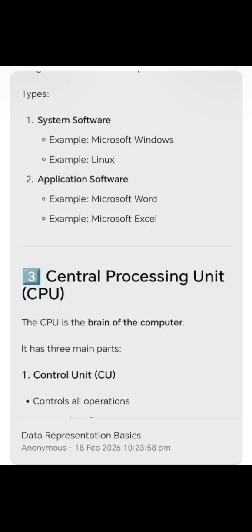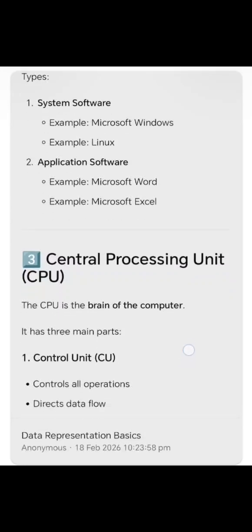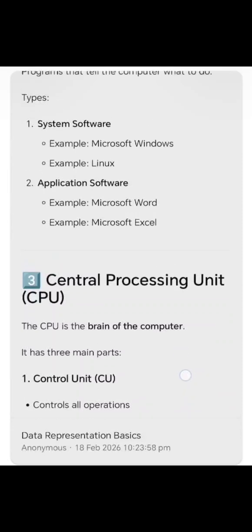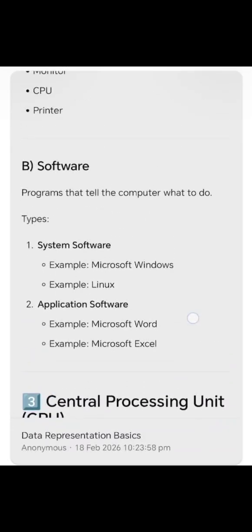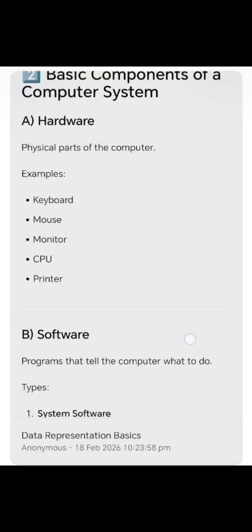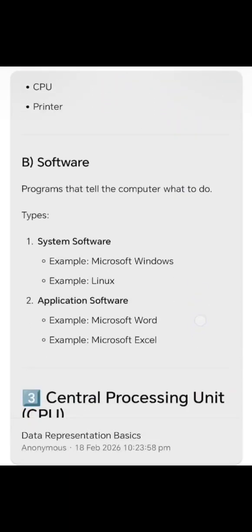And when we move to application software, for example, I can say Microsoft Word and Excel. These are the applications which we are working with. Without system software, the application software will not work in your system. So these are the major components of a computer.